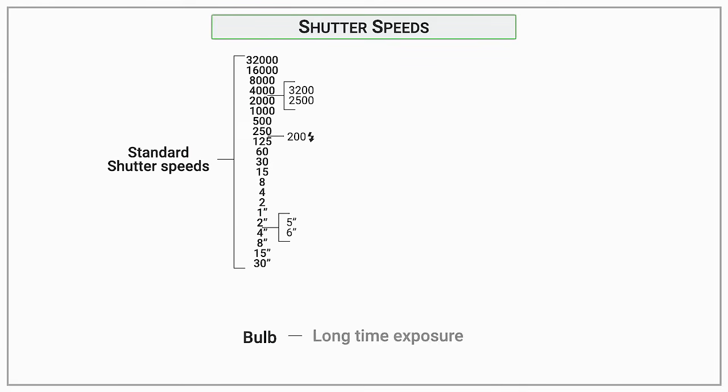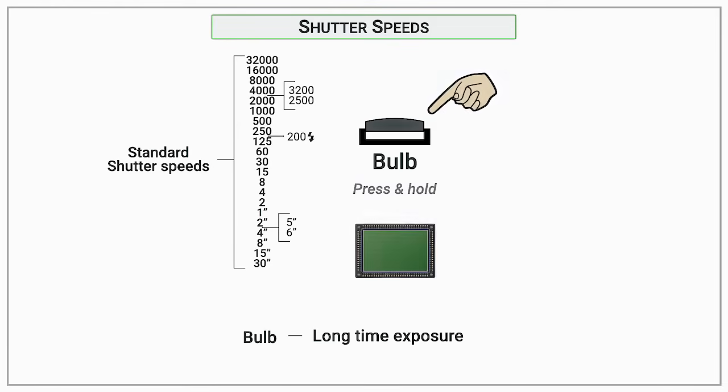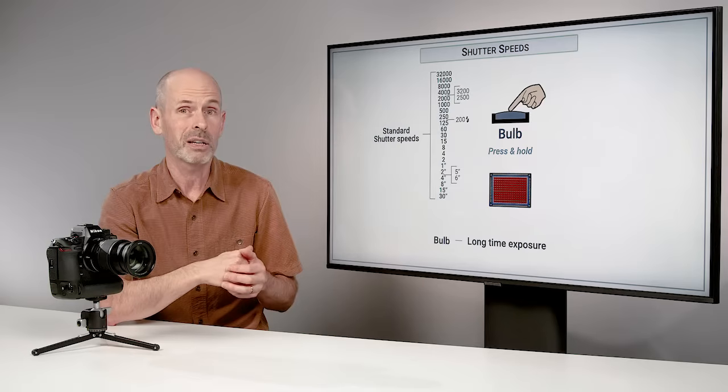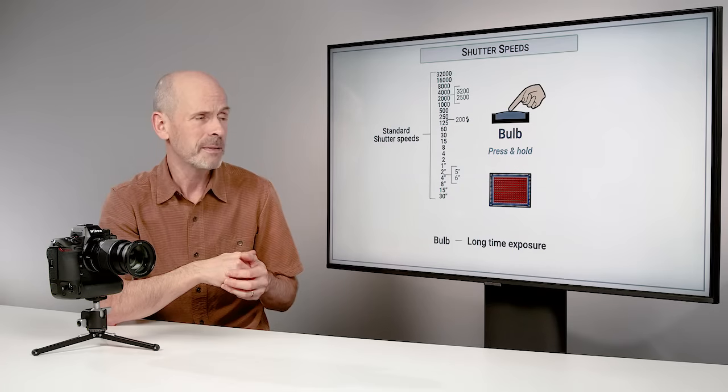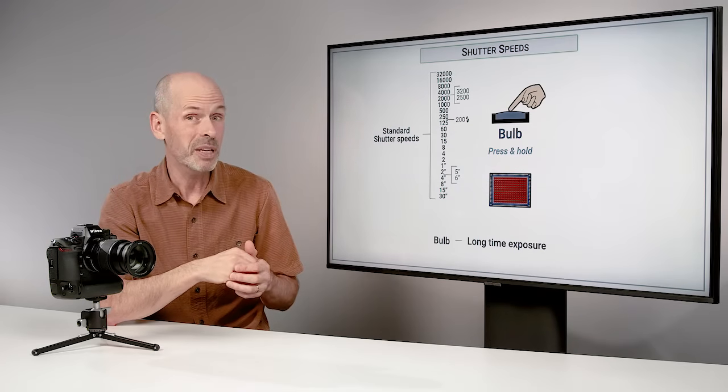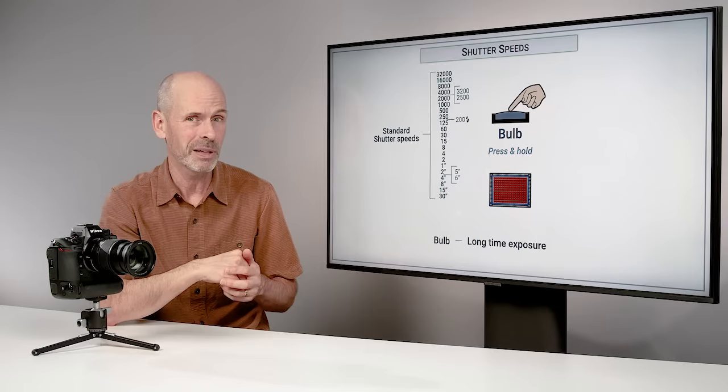All right, now we also have, when you scroll down even further, beyond 30 seconds, is bulb. Now, bulb is a long time exposure where the shutter will stay open as long as your finger is on the button. And so you can do a really long exposure if you want to leave it on the button. Now, the best technique is to probably use a cable release, not actually pressing the button on the camera.